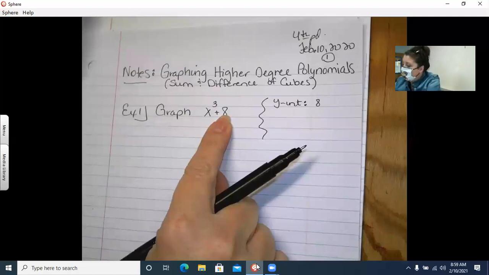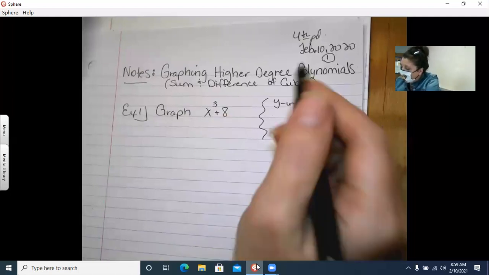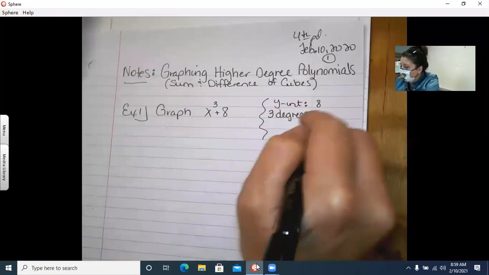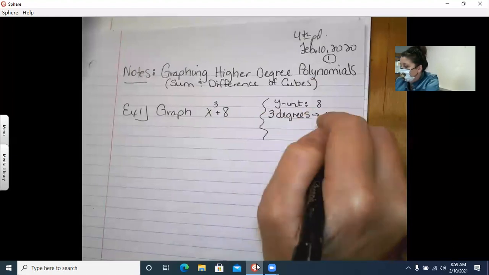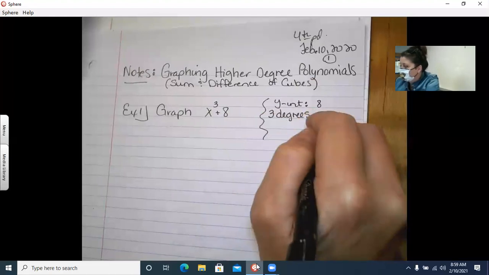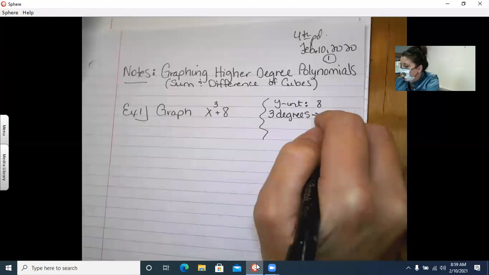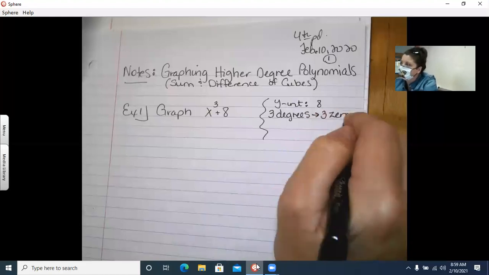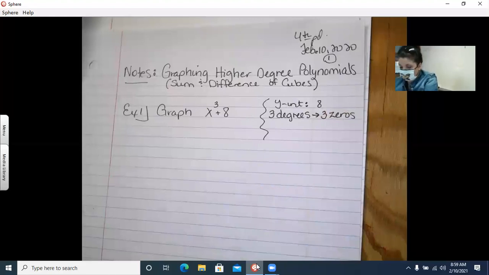How many degrees do we have? 3 degrees. So that tells us we're going to have how many zeros? 3 degrees is how many zeros? 3 zeros. Remember, zeros are the same thing as roots, solutions, where your graph crosses the x-axis. And let's look at end behavior.